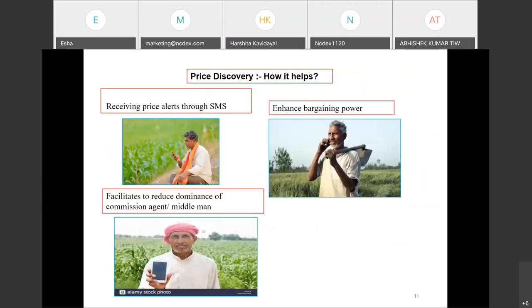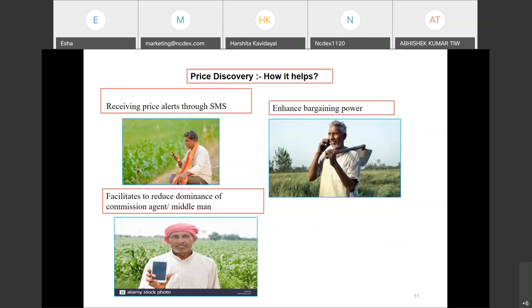Now, price discovery, as I told you, what is the function of this price discovery? It enhances the bargaining power of the farmer. It enhances the negotiation deals of the farmer. It helps reduce the domination of the commission agent. How does price discovery reach farmers? With price alerts through SMS. The exchanges disseminate this price signal or price alert through SMS to farmers. So the farmer will come to know what the price is in the near future, or what the price prevailing at present is. What is the future price prevailing at this juncture?